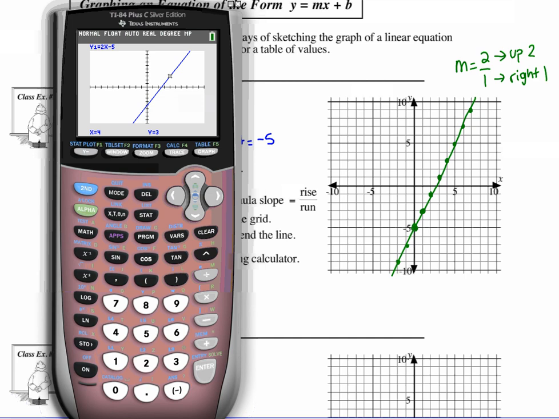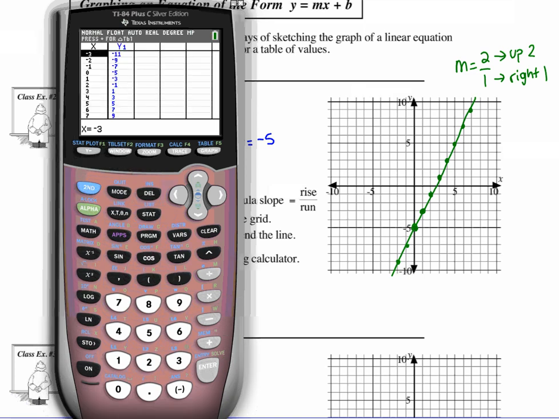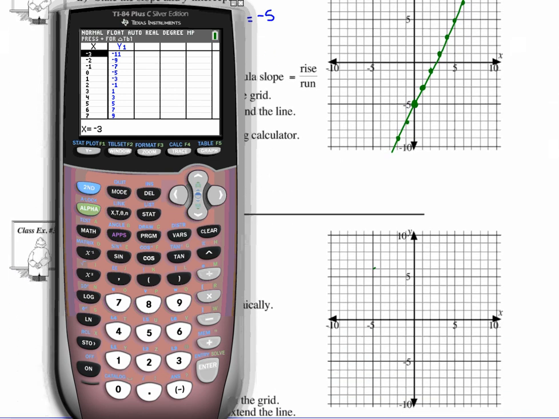Another place you can look for coordinates to see if they're the same is your table of values. Where's the table? Second, the blue button, and then the graph button. You can see it says table up above there. Second graph, you can see a table of values. You can check that the coordinates are the same. Okay? All right.